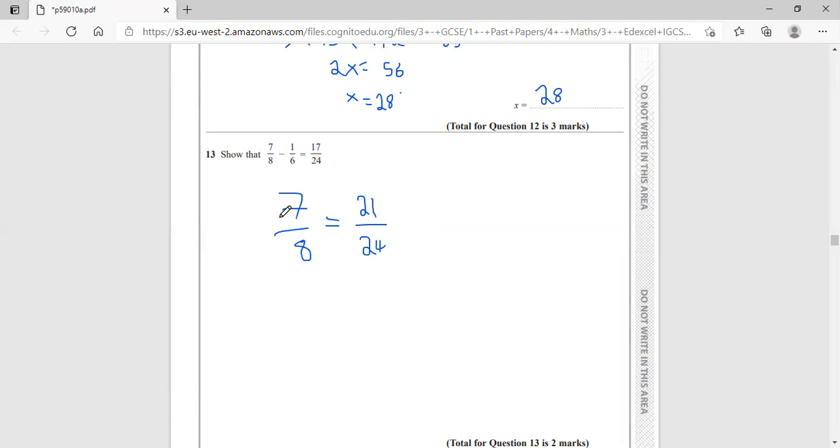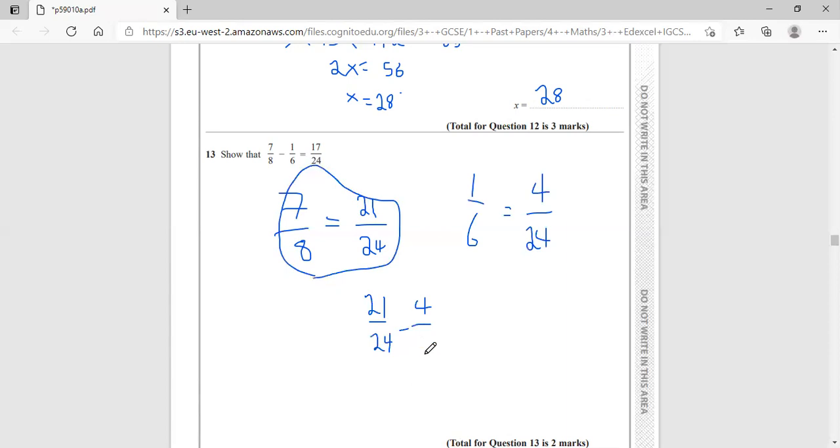And so these things are equal. Then we can do it for the 1/6 as well. How do you get 6 to 24? 6, 12, 18, 24. So you multiply by 4, that'll give us 4 over 24. So we're going to have 21 over 24, which is our 7 over 8, take away 4/24, which is our 1/6. If you just do that in your head quite easily, you do 21 minus 4, which will give you 17/24, and that is exactly what we're trying to prove. So that is simply done.